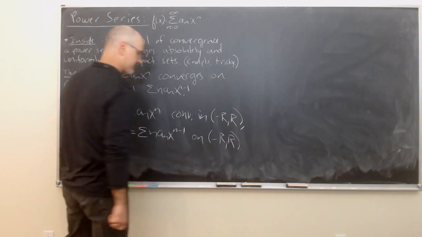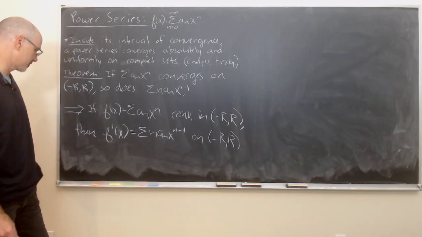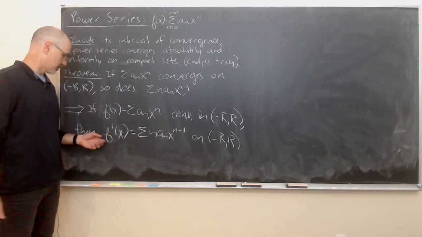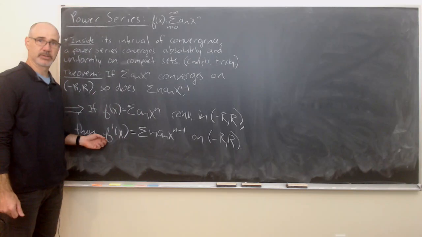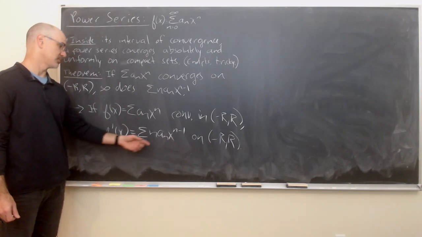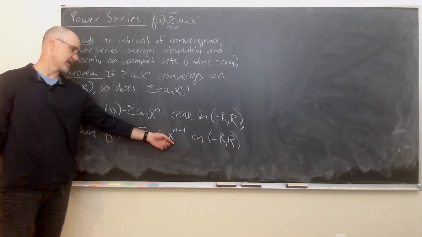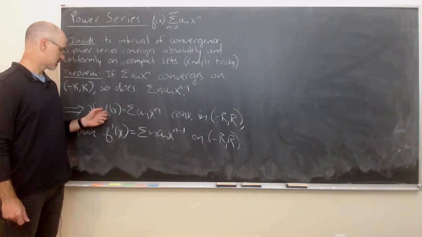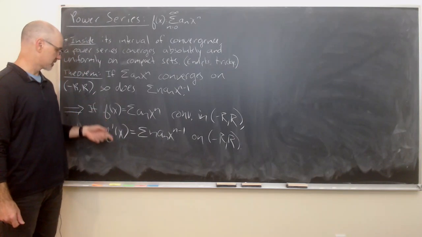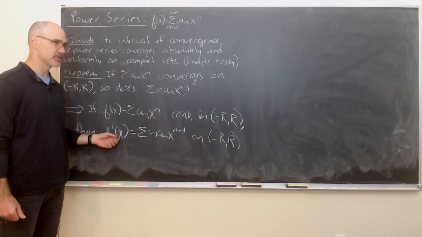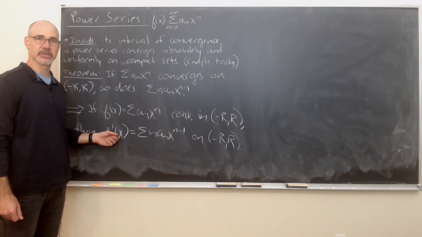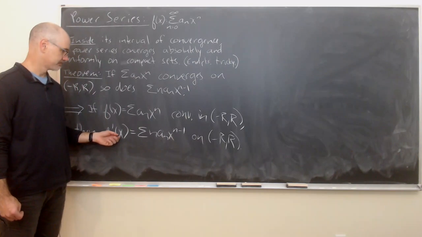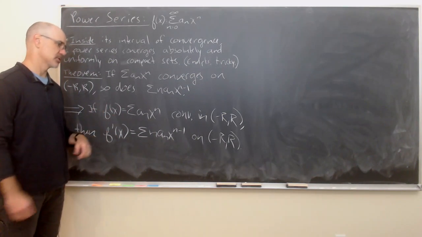And that works for every point inside the interval of convergence. And moreover, we can reapply this theorem so that f double prime would be n times n minus 1, a_n x to the n minus 2. F triple prime is defined there. All right, so this combination of results basically gives us that power series are infinitely differentiable inside their intervals of convergence. And, right, they work just like you would hope.